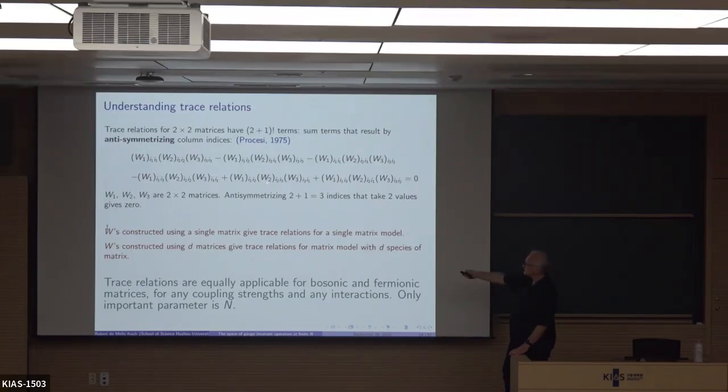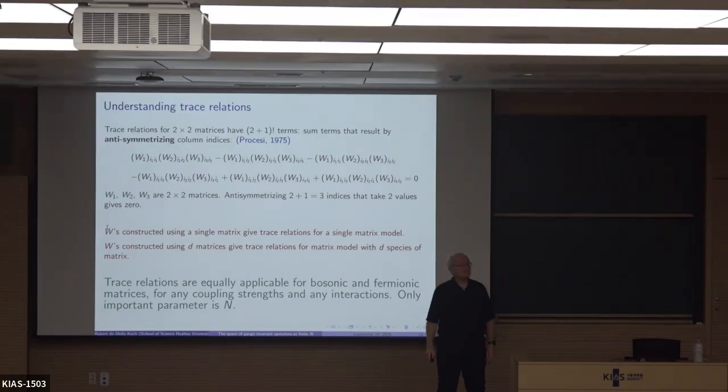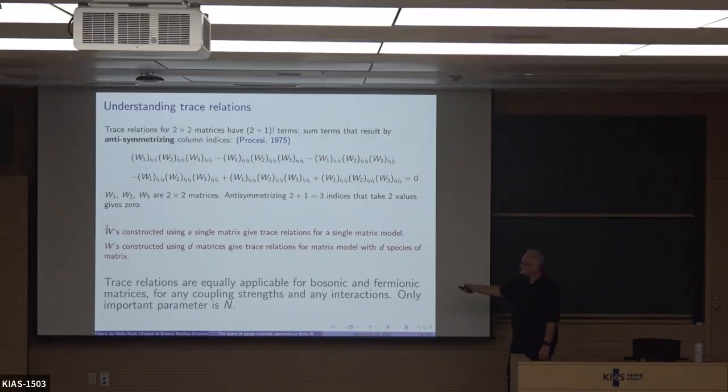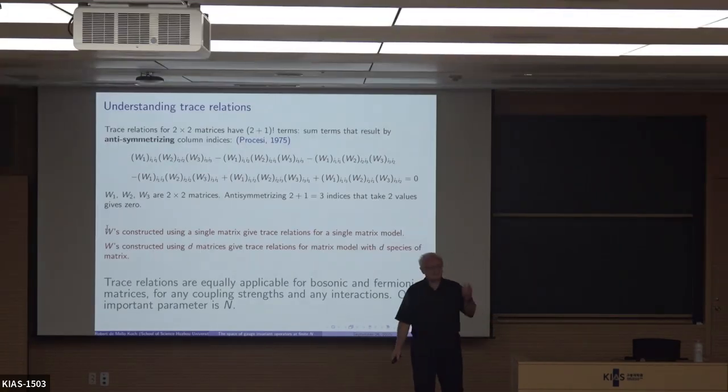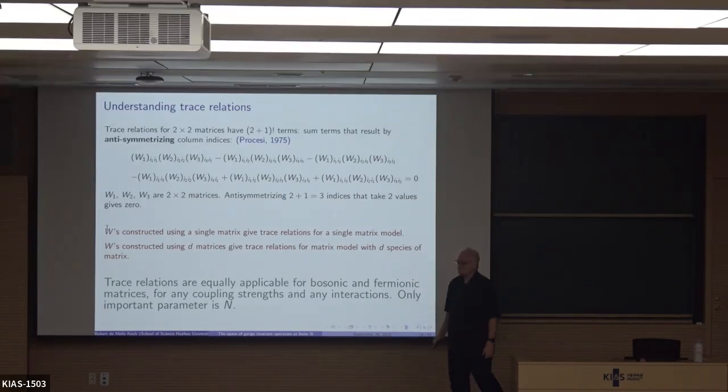In this term over here, I first swap the column indices of 1 and 2, and then I swap the column indices of 2 and 3. And in this term, I first swap the column indices of 2 and 3, and then the column indices of 1 and 2. When doing 2 swaps, there's 2 minuses, so that's weighted with a plus. So I got these 6 terms by anti-symmetrizing on the column indices. So I've anti-symmetrized 3 indices, and each index takes a total of 2 values. Well, that is always going to give me 0. So that's why this equation is equal to naught.